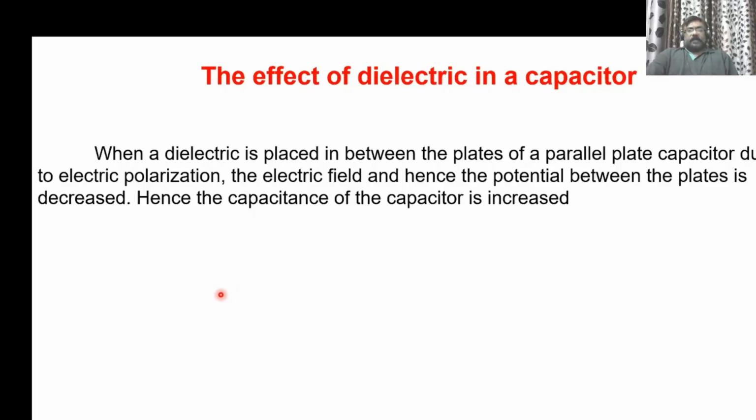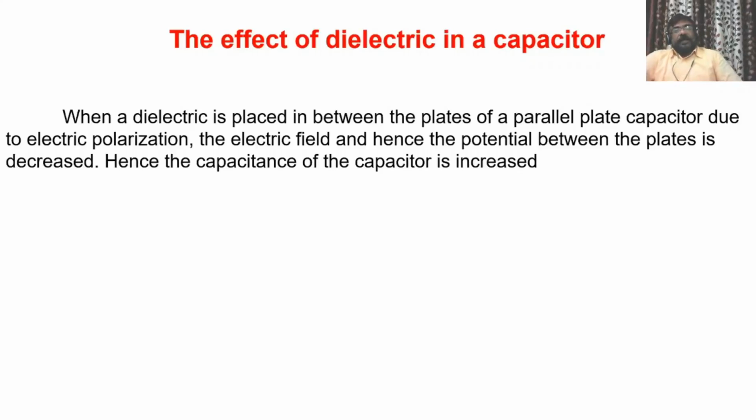So what will happen if you keep a dielectric slab in the region between the two plates of a capacitor? The effect of a dielectric in a capacitor. When a dielectric slab is placed between the plates of a parallel plate capacitor, due to its polarization, the electric field and hence the potential difference between the plates decreases. A decrease in the potential difference causes an increase in the capacitance.